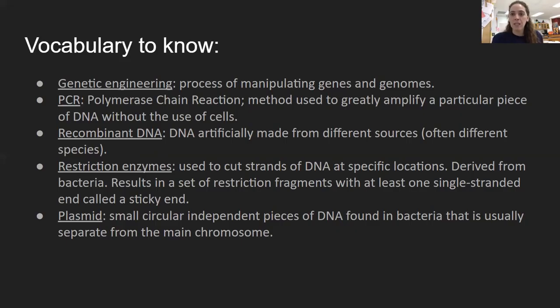Then we have restriction enzymes. These are used to cut strands of DNA at specific locations, and we get these from bacteria. Bacteria use them actually to help them incorporate plasmids. But in biotechnology, we use them specifically with our electrophoresis to cut pieces of DNA at specific locations to give us different fragments. And then plasmid. This is a small circular piece of DNA, very commonly found in bacteria, occasionally found in eukaryotes, that's separate from the main chromosome.